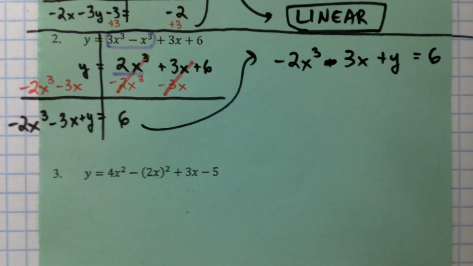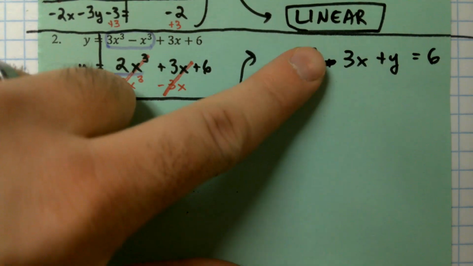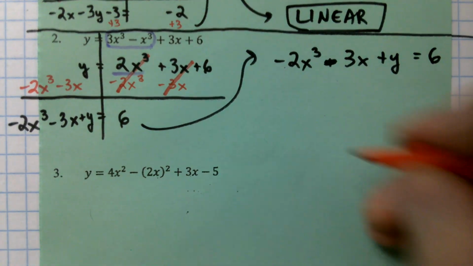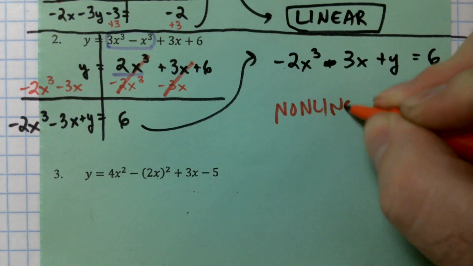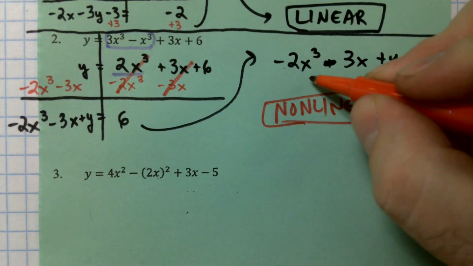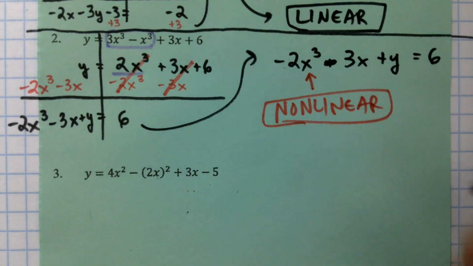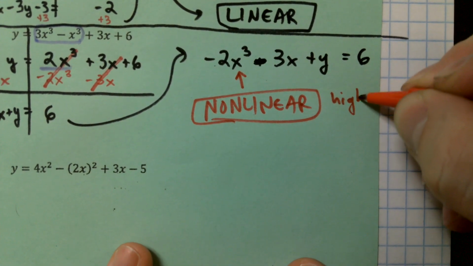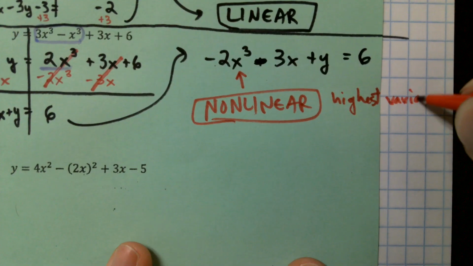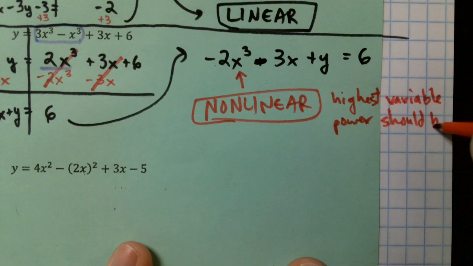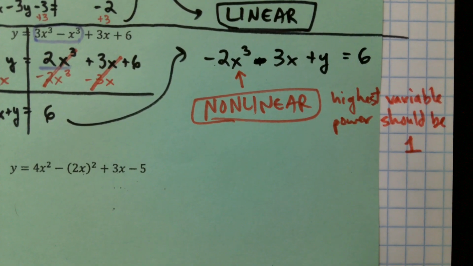So now I've got negative 2x cubed minus 3x plus y equals 6. Is that written in my standard form? No. If this wasn't here, we'd be good. But because I have this additional term here, this is non-linear. Because my highest variable power should be 1. I can't have any variable with a power higher than 1 if I want this to be linear.